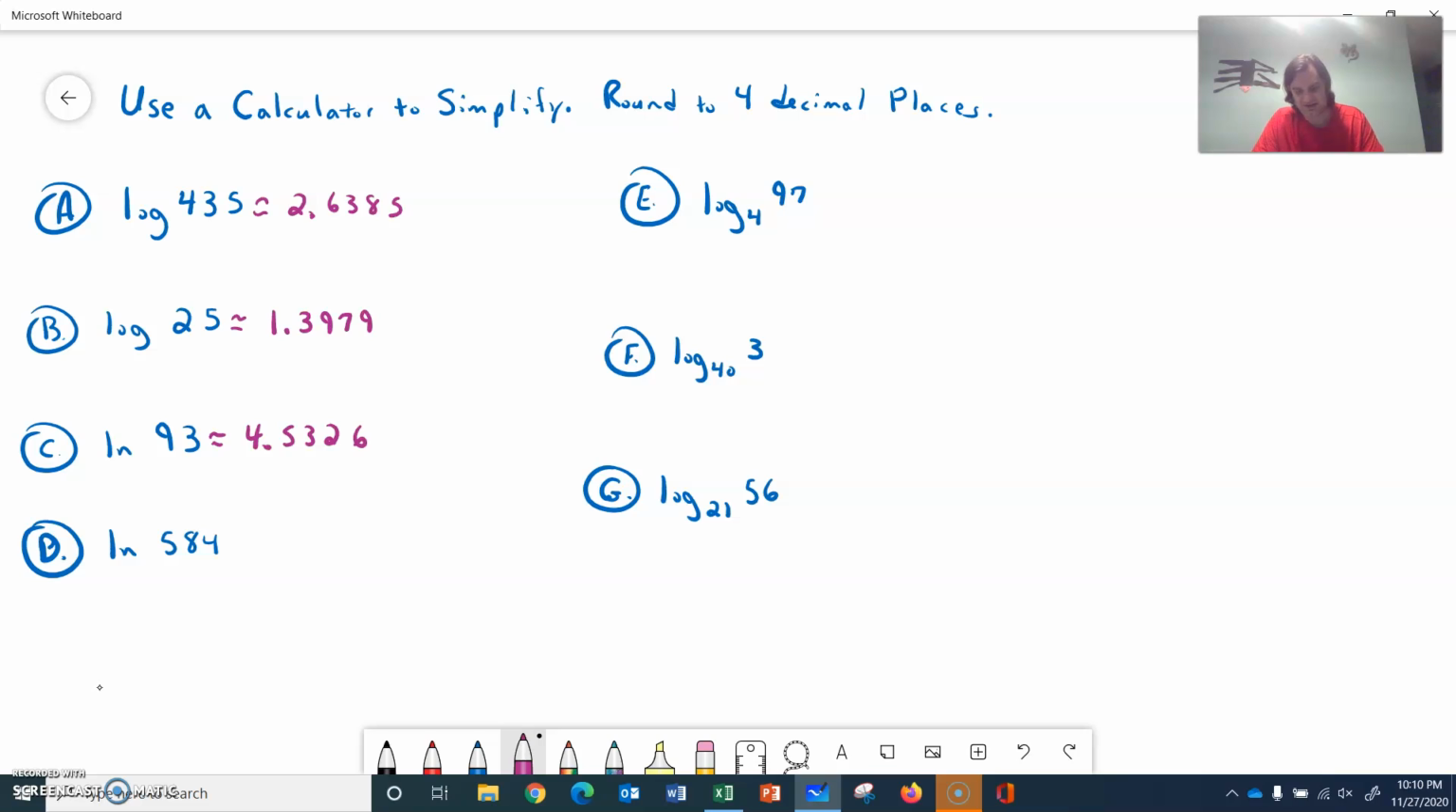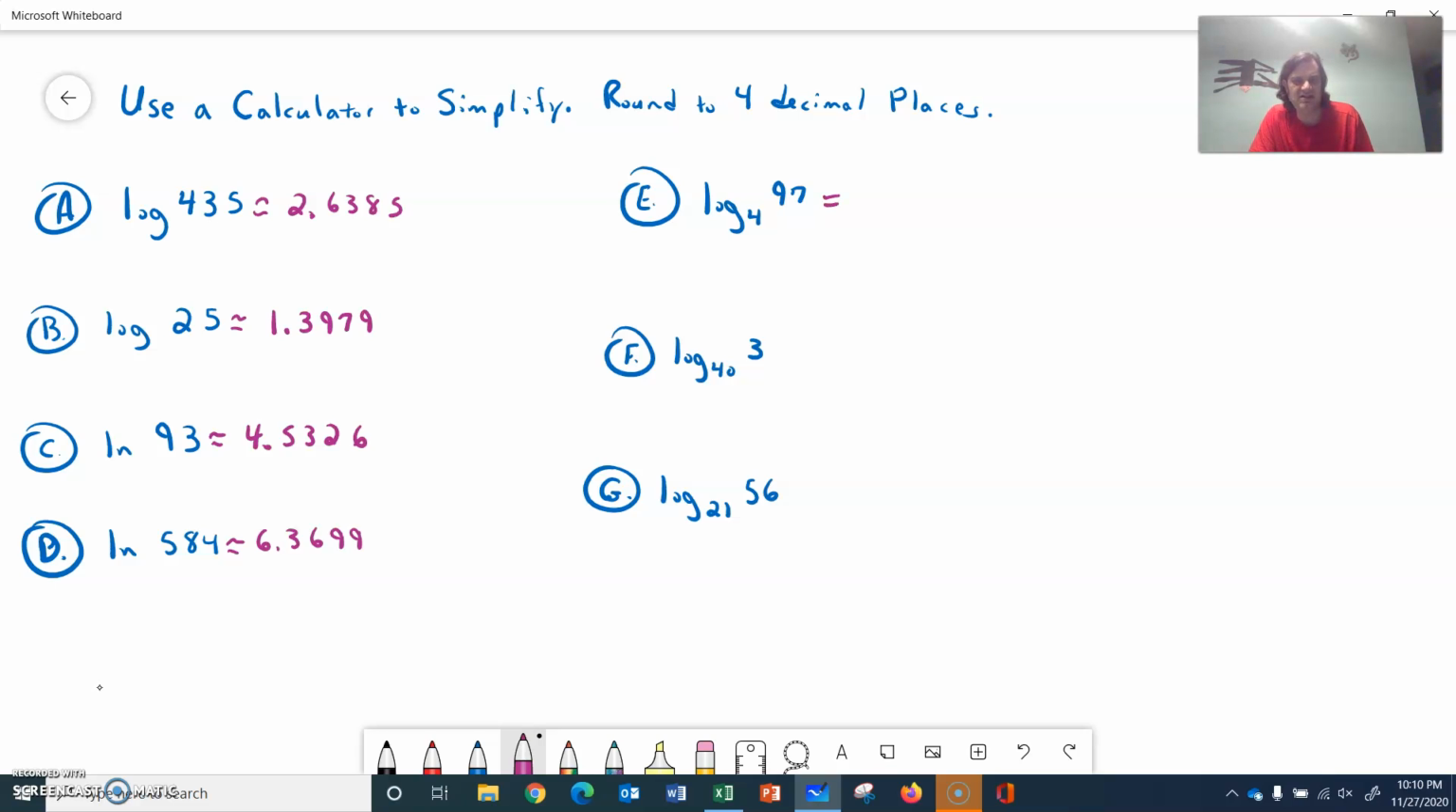D is the natural log of 584. So that's once again base e. 6.3699. So most people have one button on their calculator that will do log base 10, like A and B, and log base e for natural log with like C and D. Some people have what we need to do the rest of these, but if not, we have a formula.